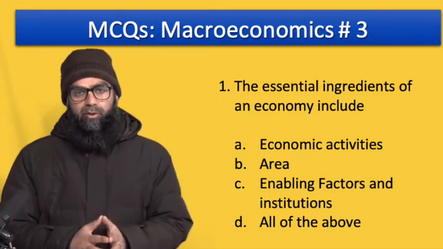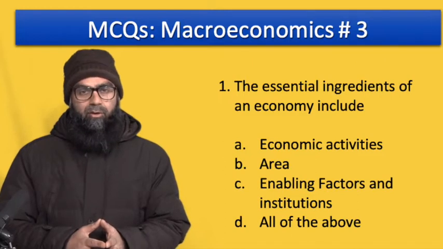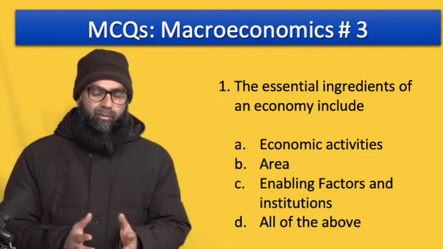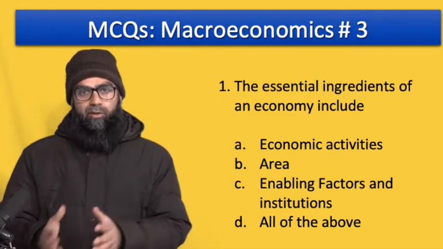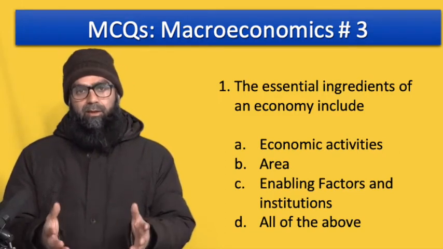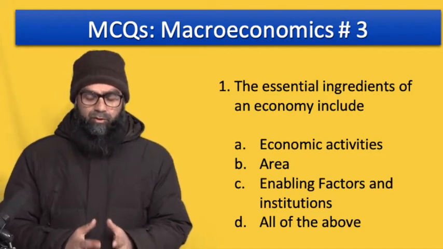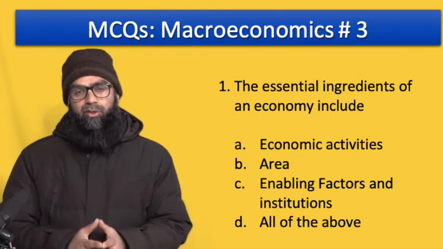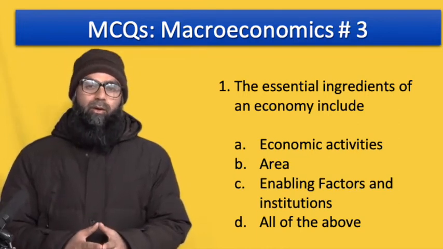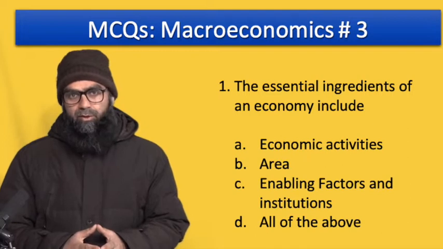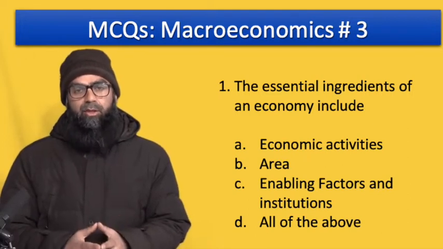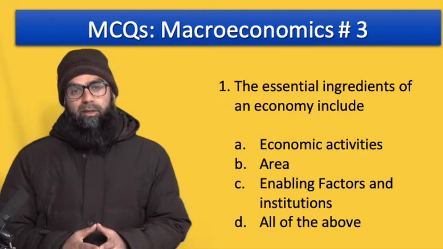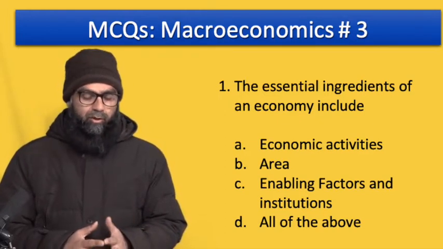Now we know from our discussion that an economy has three essential ingredients: economic activities, then an area, a specific area, and then factors and institutions that enable economic activities. So the first three options do apply to the concept, as these are the essential ingredients of an economy. Therefore our most appropriate answer is the last one, D, all of the above, because all these ingredients are essential for an economy.